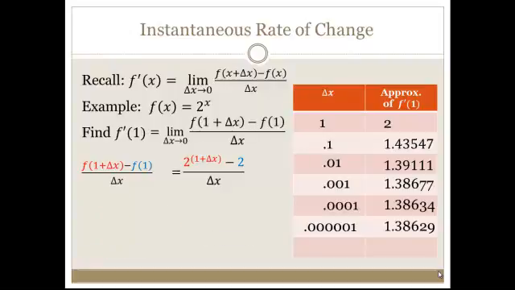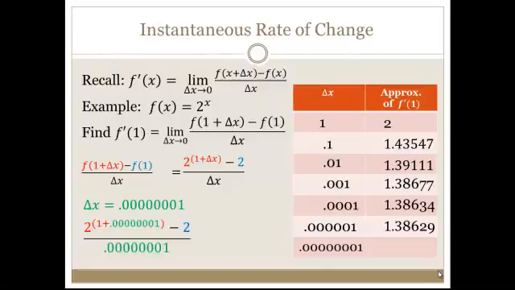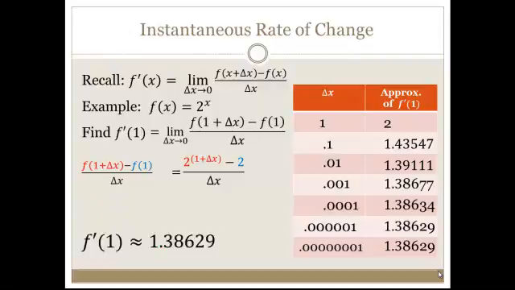Let's compute one more with a very small value of delta x. We'll look at delta x equals 0.0000001. Using this tiny value of delta x, we get that f prime of 1 is roughly 1.38629, the same as our last approximation. So we can be confident that as we make delta x smaller and smaller, our approximation won't change in the first several decimal places. So our best approximation of f prime of 1 is 1.38629.